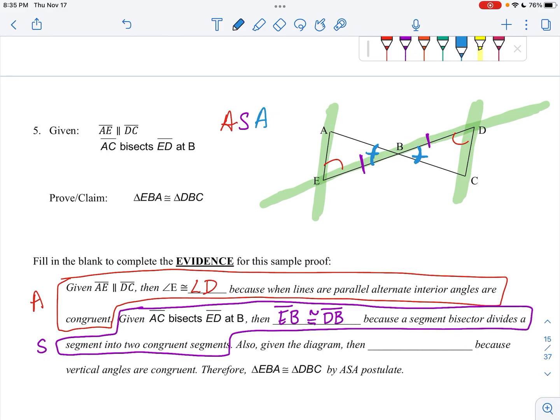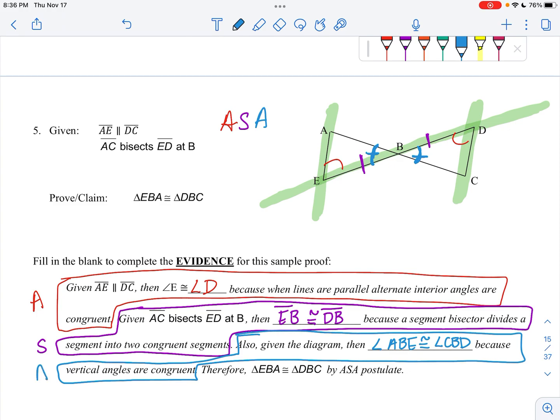And then the next sentence says, also given the diagram, because this was a relationship we see because of the diagram, then angle ABE is congruent to angle CBD, because vertical angles are congruent. Be careful, we can't just call this angle B and angle B. We have to name it with the 3 letters. So this sentence explains why the last part of the postulate is congruent, the angles. So notice angle, side, angle, we see this in all 3 sentences here.